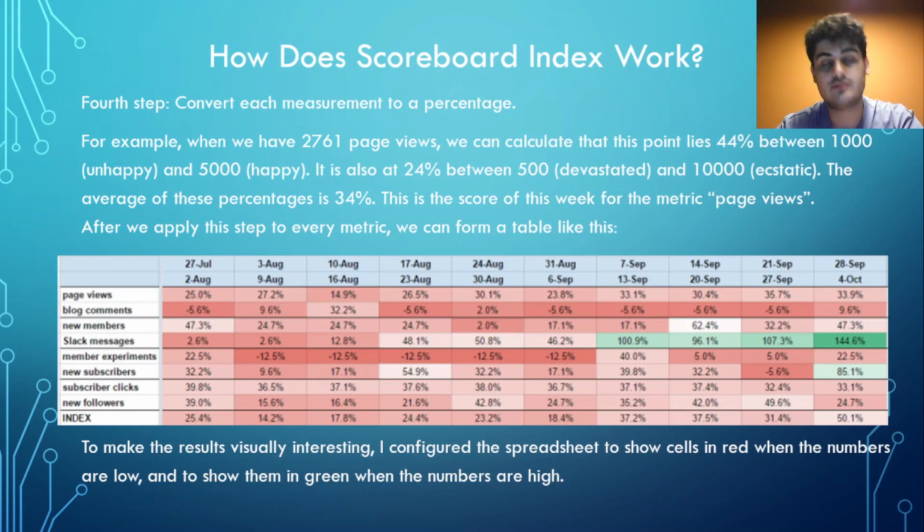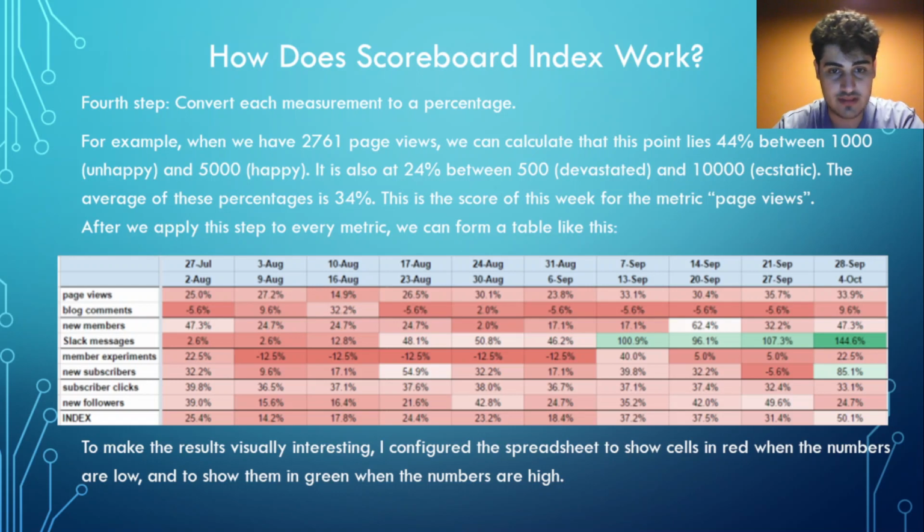So if you take the average of these two percentages, it's 34%, which is actually the data that we needed to import into this table. We have to apply this to every metric and then form this table.